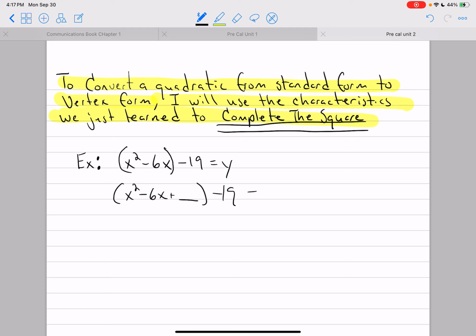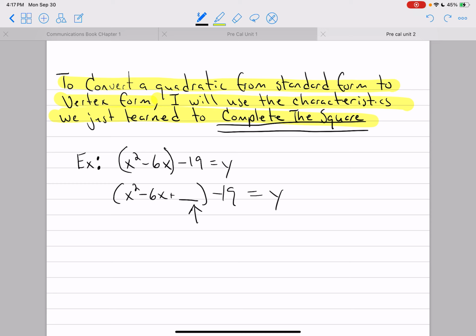Okay? And I'm setting that equal to y. And what I'm going to do is, for this something that I don't have yet, set it up so that this whole thing becomes a perfect square. So what am I going to do? I'm going to use those two rules.